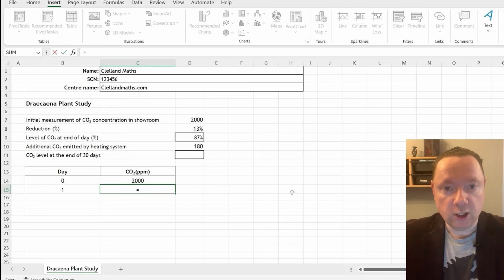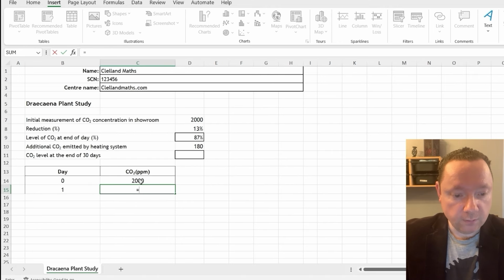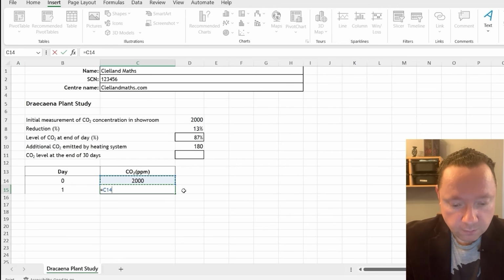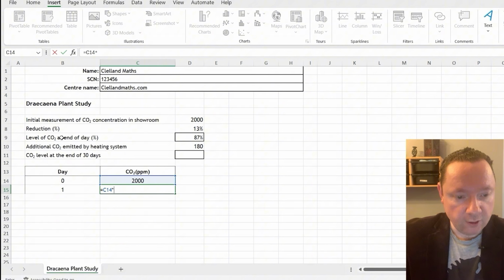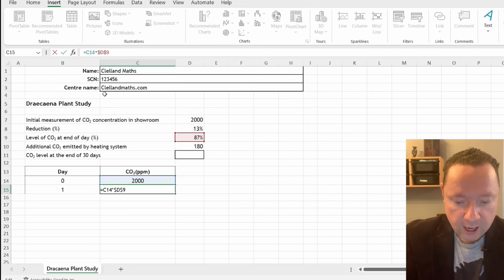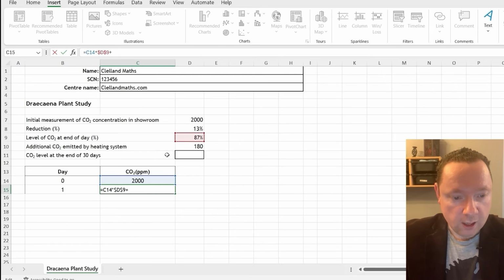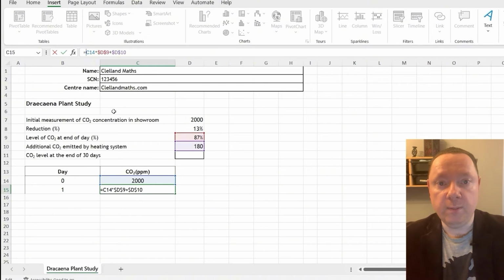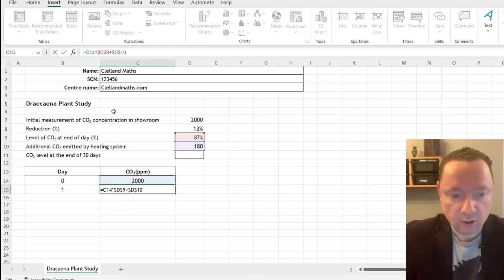This is your recurrence relationship question. So you're doing 2000 times, and level at the end of the day, that means there's 87% left at the end of the day. So I'll put dollars around that because that's outside the box. And then we're adding in at the end of the day as well this 180. So again, that's outside the box, so we're putting dollars around that. Now, in terms of rounding, this is not money or people, so you could just not round it and you would get lots of decimals, but it's going to look nicer if you do round it.